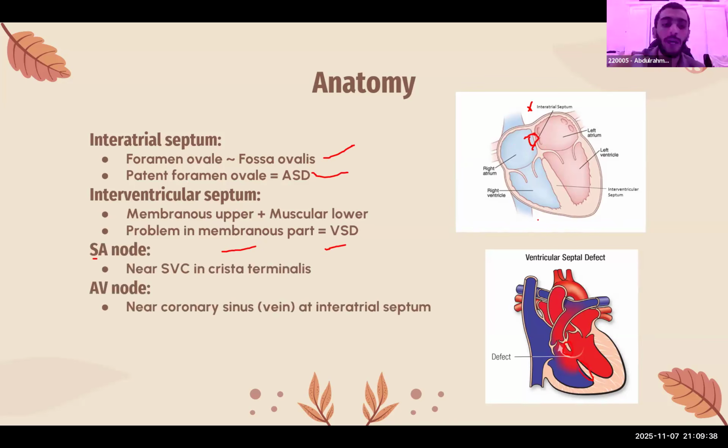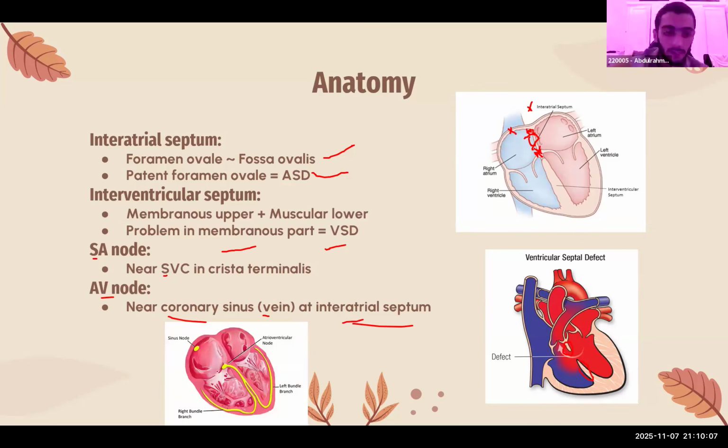We have the SA node. We say S for the S, so it's around here, near the superior vena cava. We have the AV node, V for the veins of the heart. But the AV node is basically in the interatrial septum, more right here, near the opening. So the SA node is around here, and the AV node is around here. There is another picture later, but just remember it's near the coronary sinus opening at the interatrial septum.